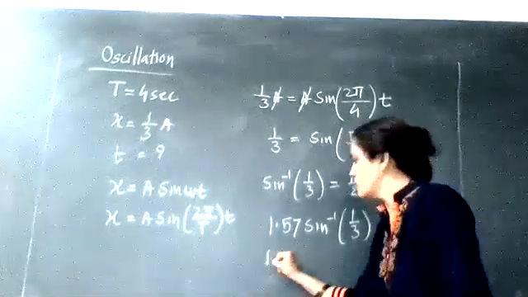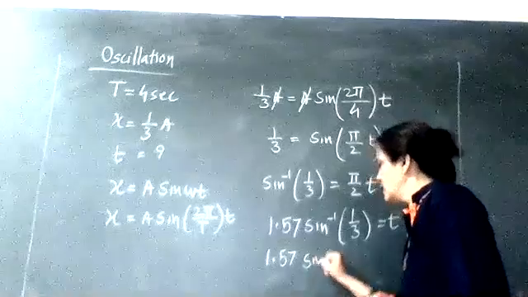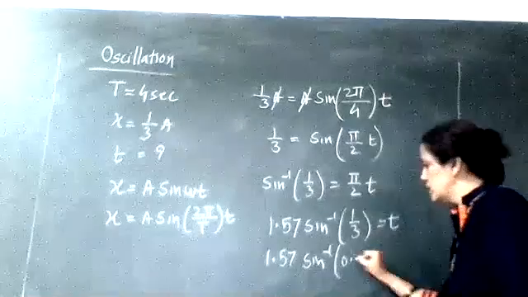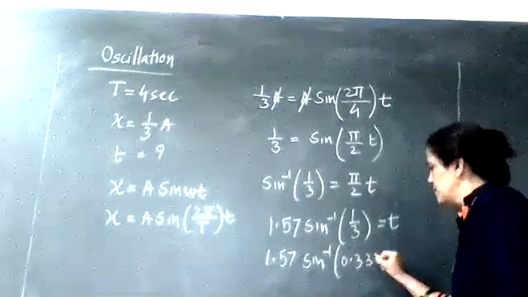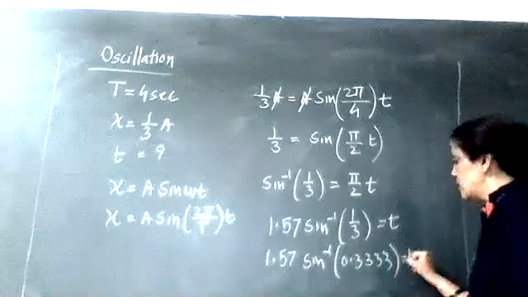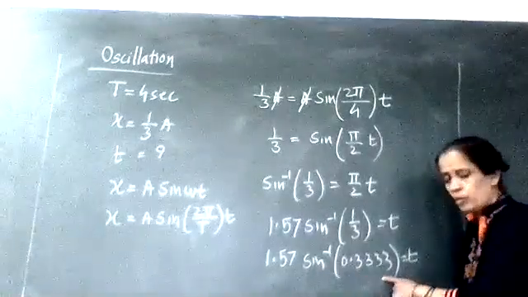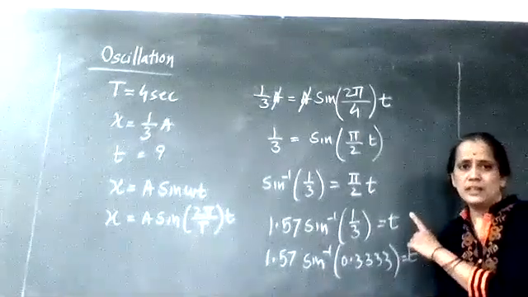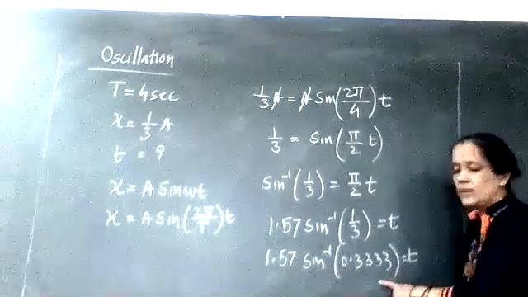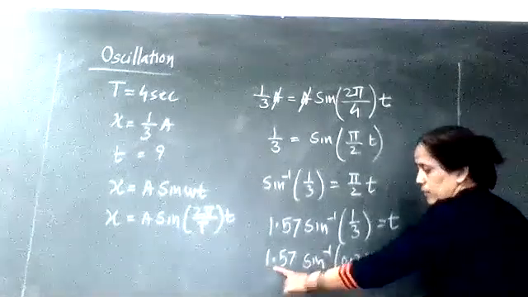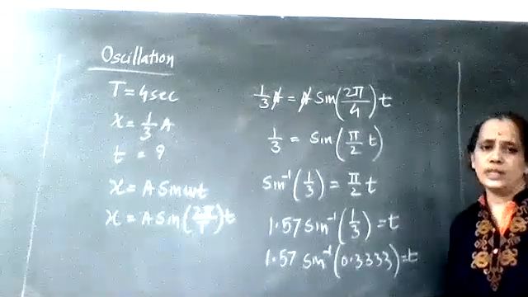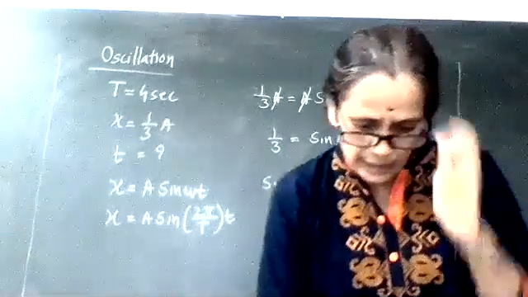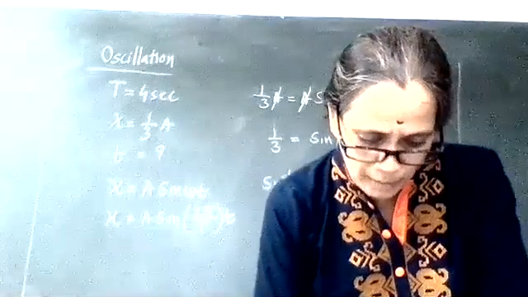1 by 3 sine inverse, so 1.57 sine inverse 1 by 3. 1 by 3 is 0.3333 into t is equal to t. And from your logbook, you have to see the angle from the inverse table, sine inverse. From that table, we can find out the angle, which is multiplied by 1.57. So you will get the value of t, that is 10. Clear? Okay. Then the next problem is problem number 14.